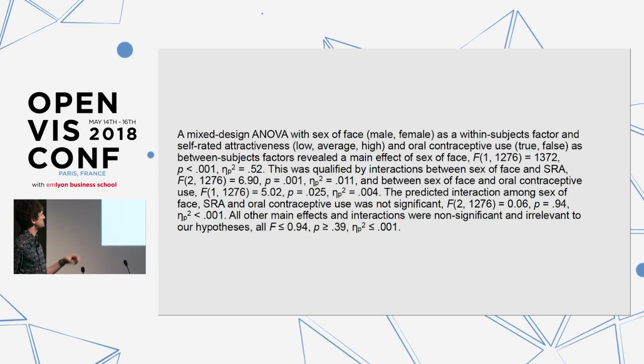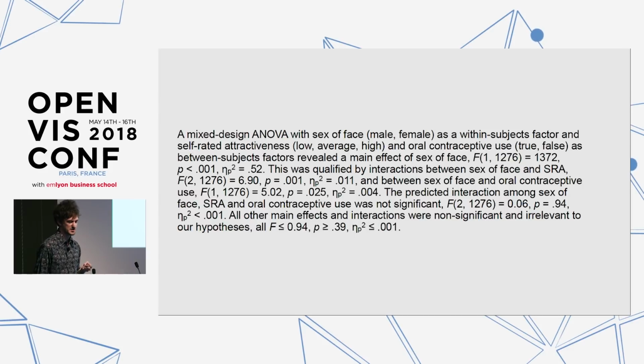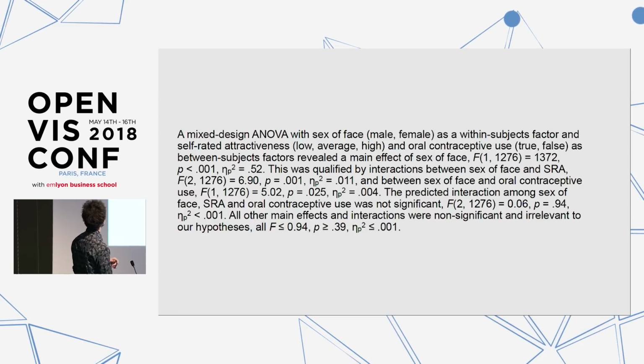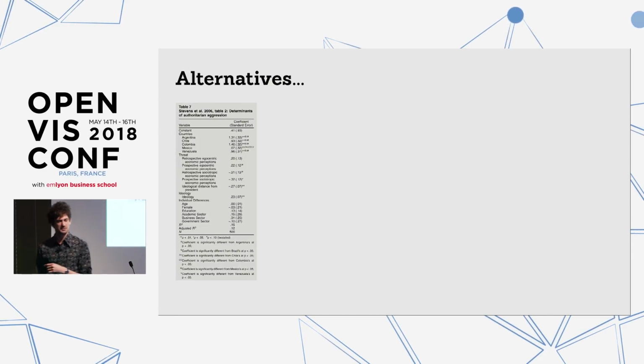So here's an example of an uncertainty display in a scientific paper. A mixed design ANOVA with sex of face as a within subject factor and self-rated attractiveness and oral contraceptive use as between subject factors revealed a main effect of sex of face. F of 1, 1276 equals 1372. P of less than 0.00, no thank you.